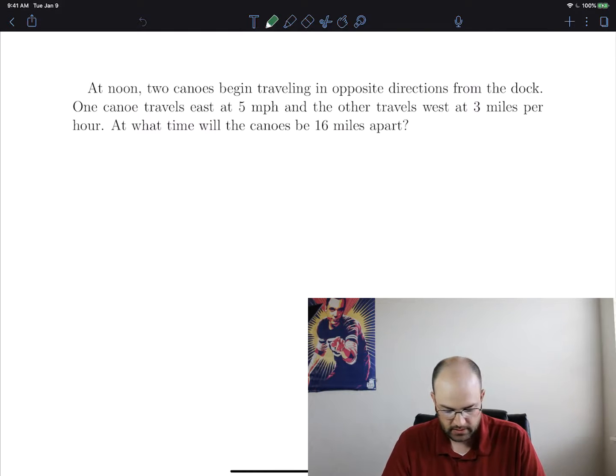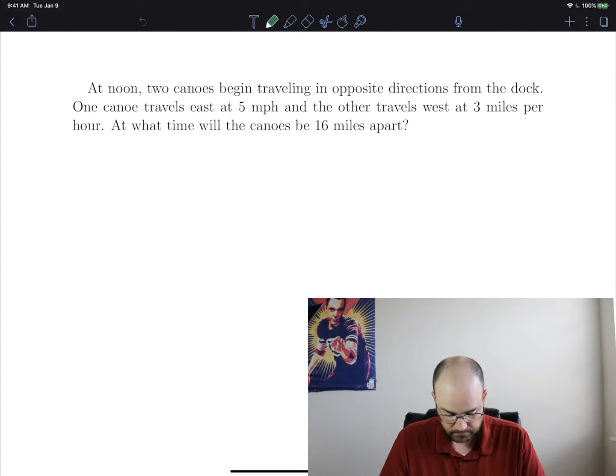Hello. In this example, we want to go ahead and solve a word problem. It says, at noon, two canoes began traveling in opposite directions from the dock. One canoe travels east at 5 miles per hour and the other travels west at 3 miles per hour. At what time will the canoes be 16 miles apart?